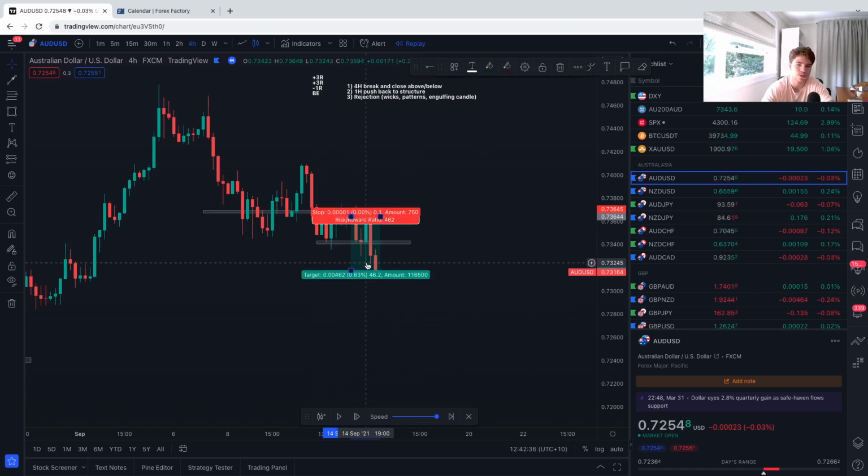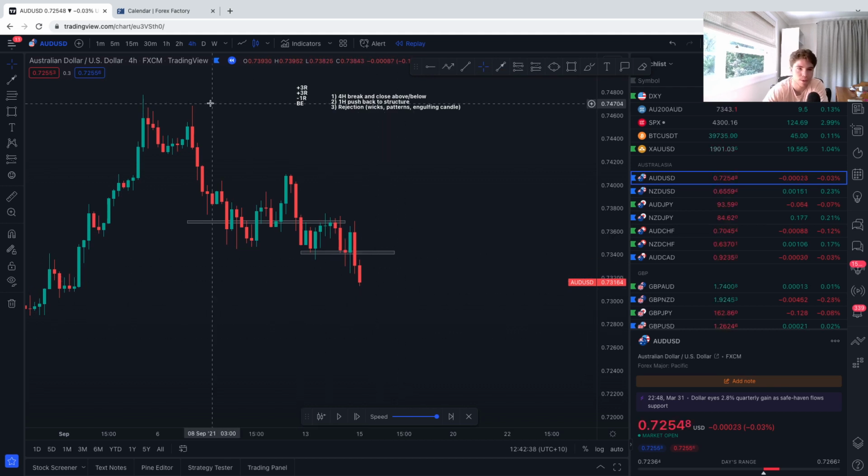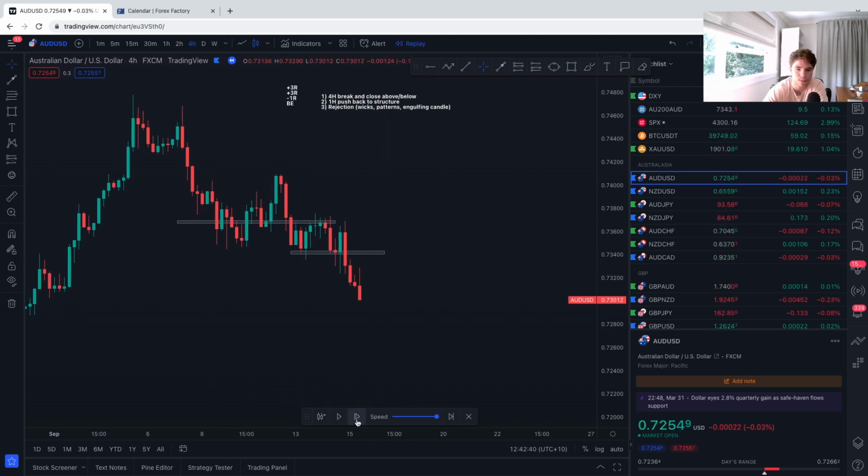Good session so far. Okay, let's keep going. We've now broken below this structure. Let's see if we push back.